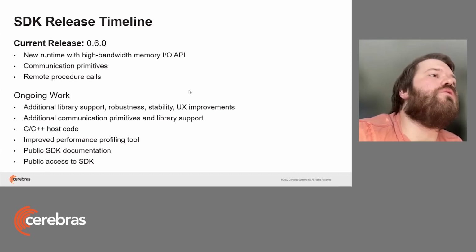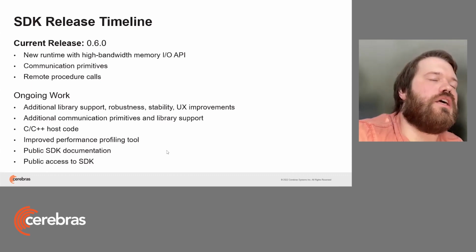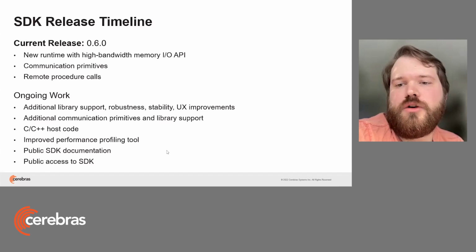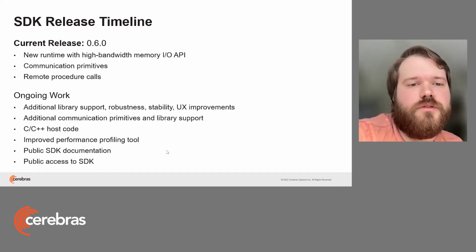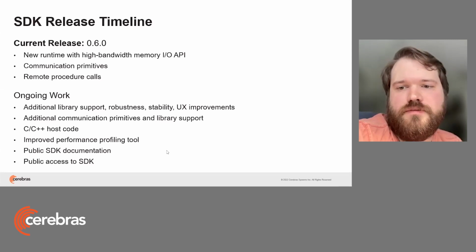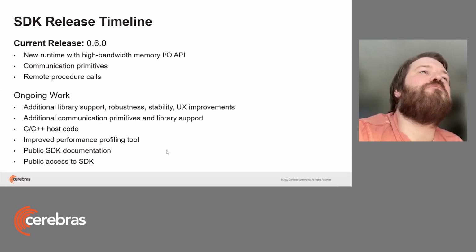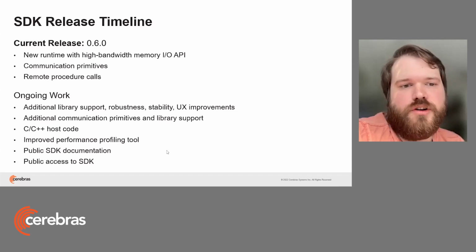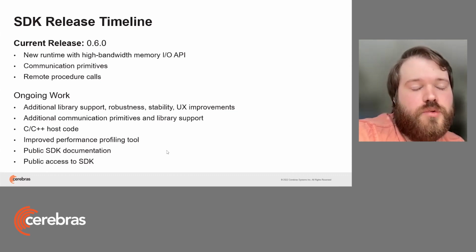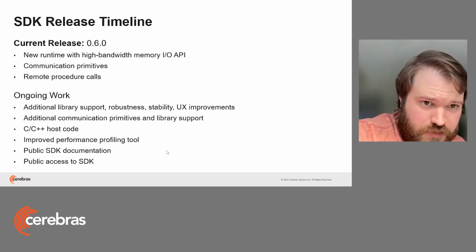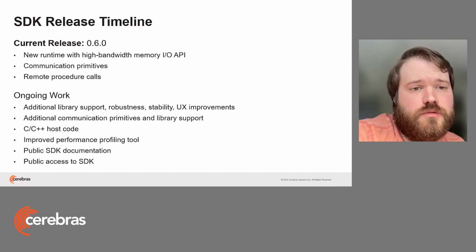These allow you to do slightly more MPI-like programming, like a gather or a scatter along a row or a column of PEs. This is also a big focus area for us to keep developing, to expose a more MPI-like method of programming all these cores. We also have support for remote procedure calls, and this goes with our new runtime. Of course, our ongoing work is always new libraries, robustness, stability, making our user experience as good as possible.